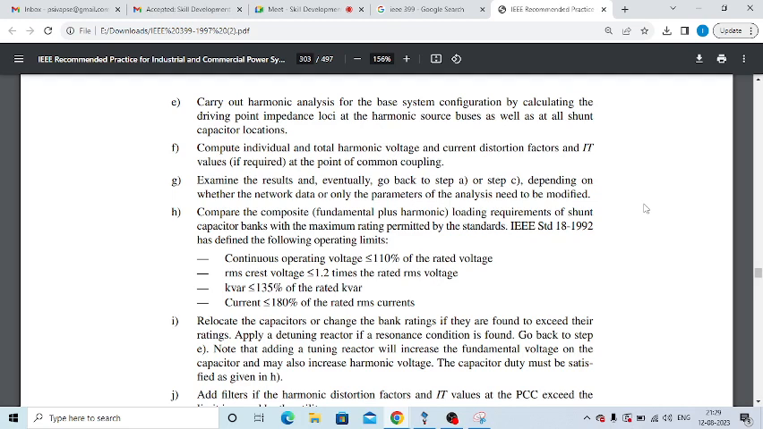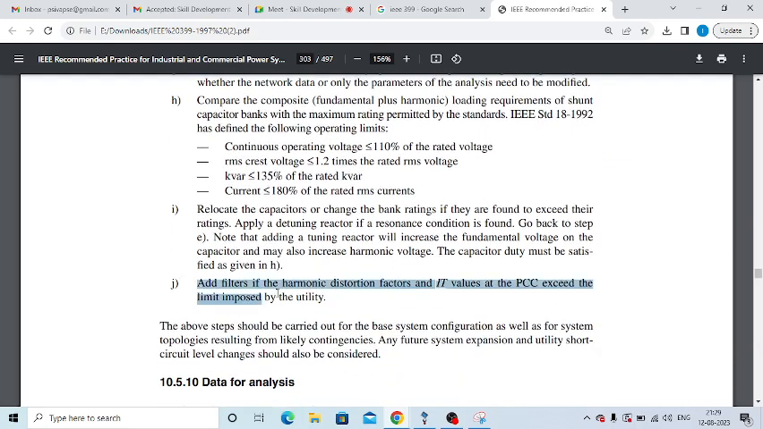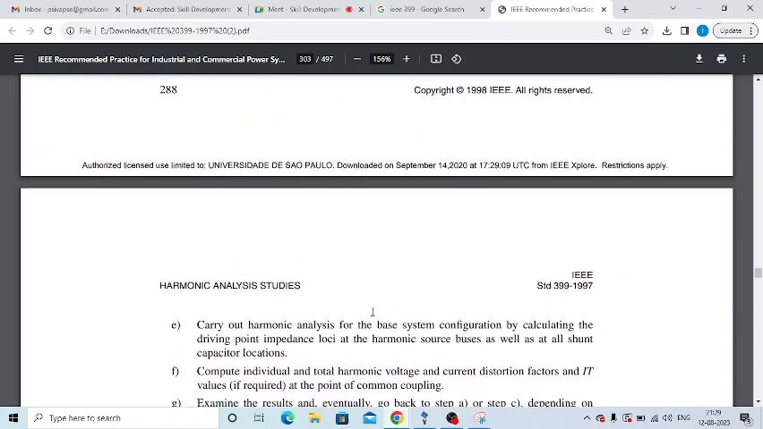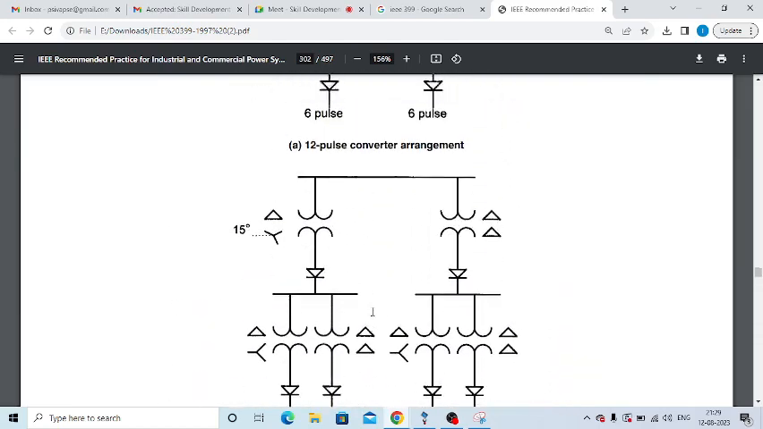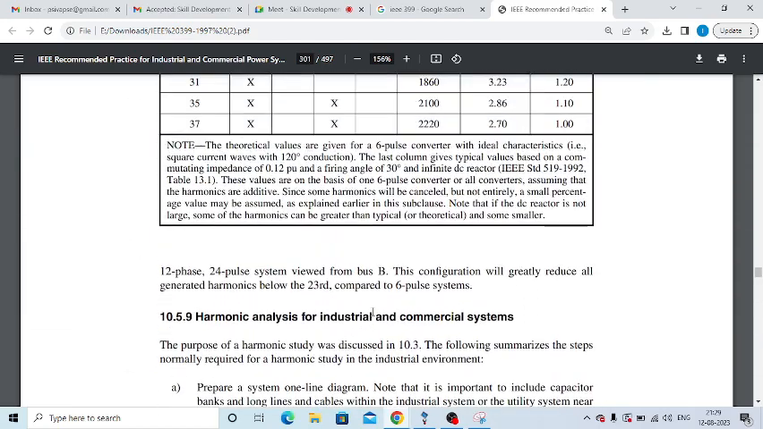Then we have to increase the rating, or provide some additional filters, and check it. Okay, so this is the additional filter. Good. So these are all the step by step procedure for how to perform the harmonic analysis.